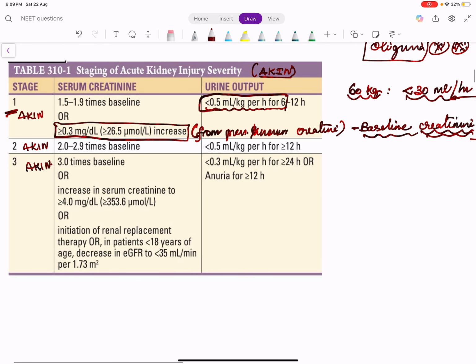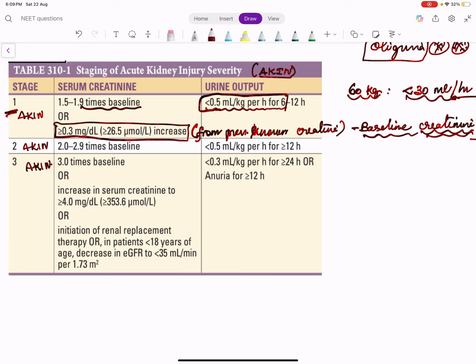A 0.3 milligram per deciliter rise from the baseline creatinine is AKI, or a 1.5 to 1.9 times increase from the baseline is AKIN1. So we have three criteria: urine output less than 0.5 ml per kg per hour, oliguria, for 6 hours, or more than 0.3 milligrams per deciliter rise in creatinine, or a 1.5 to 1.9 times rise in creatinine. AKIN2 is the next step of this.